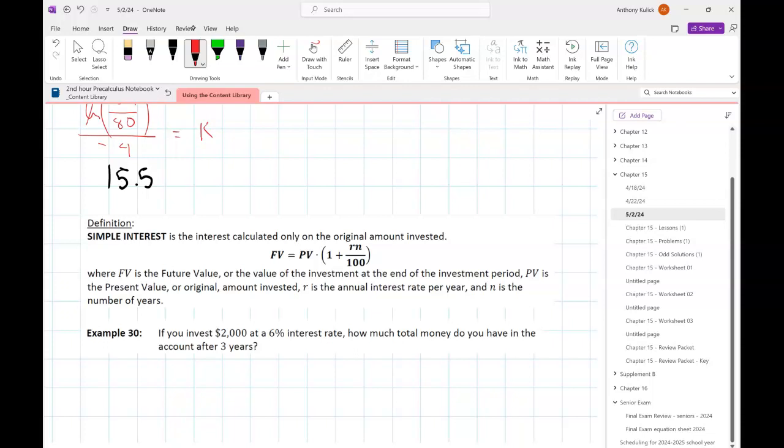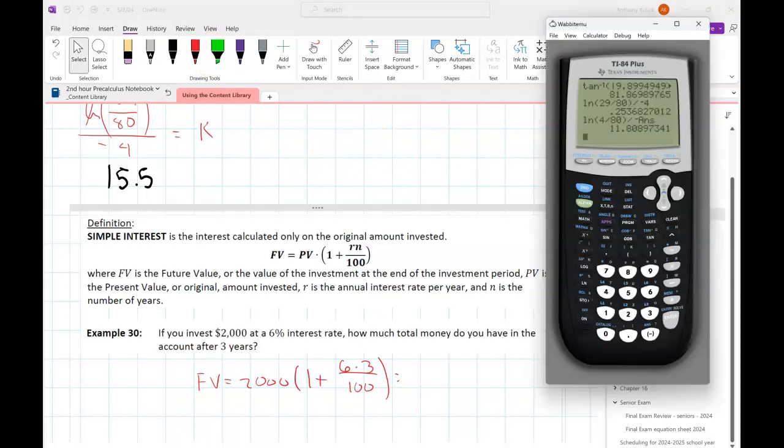All right. If you were to invest $2,000 at a 6% interest rate, how much money do you have in the account after 3 years? That's it. It's like, whoop-de-doo, Mr. Kulik. And then it's just calculator time, right?